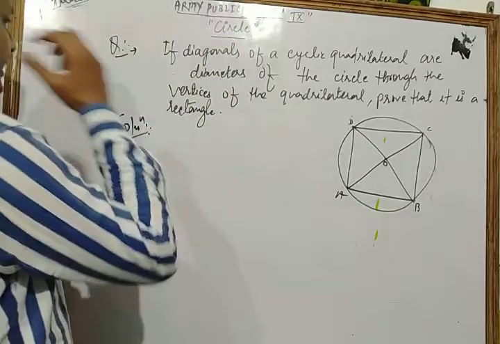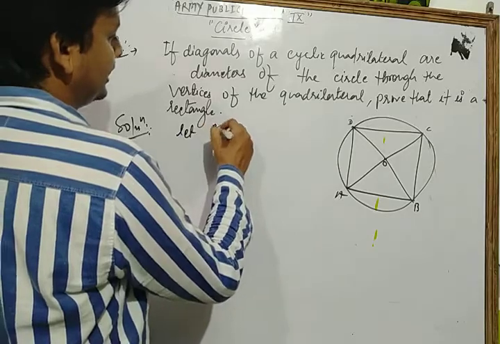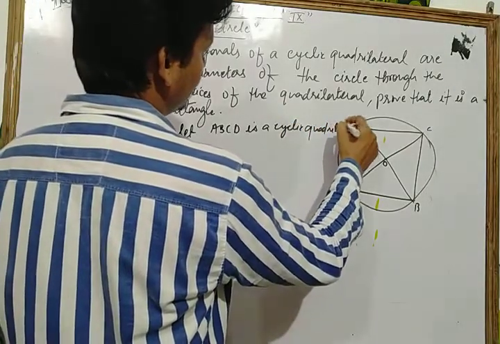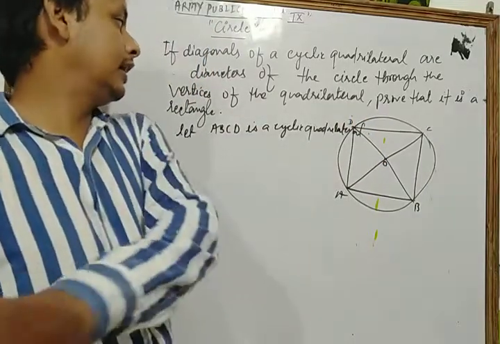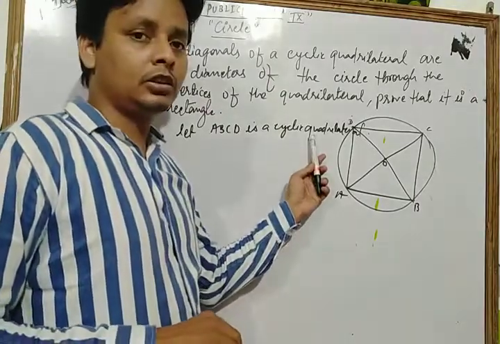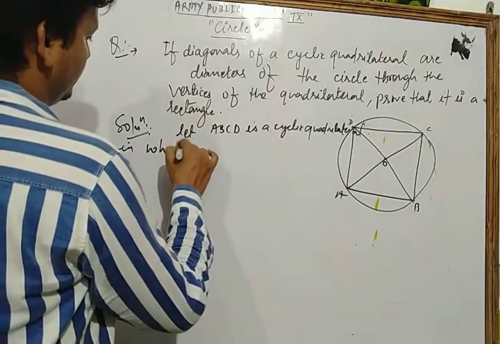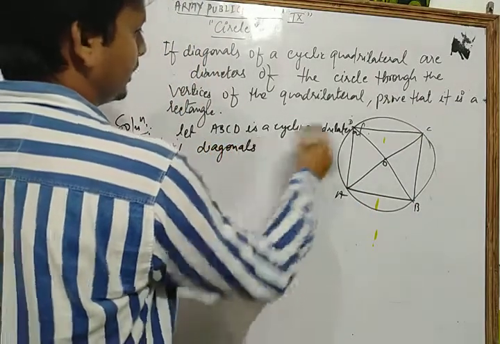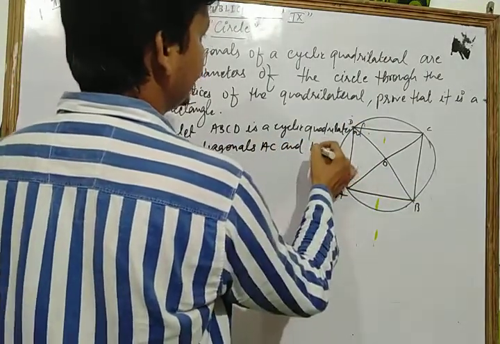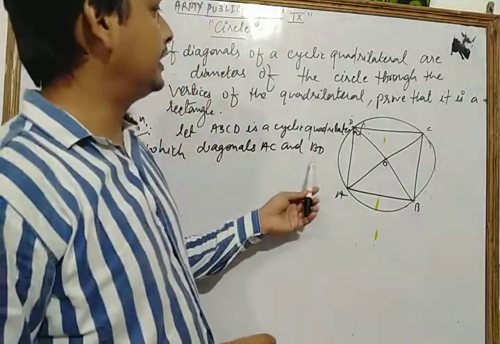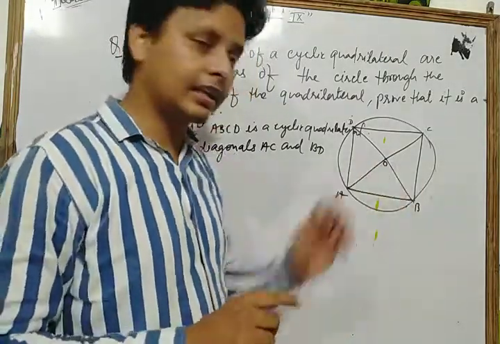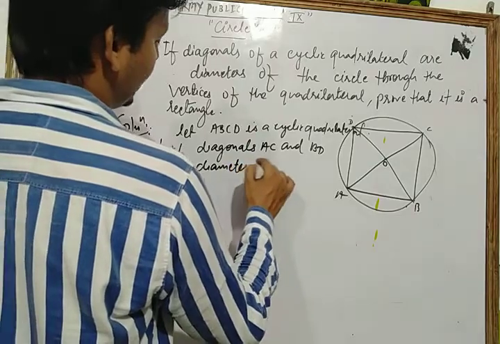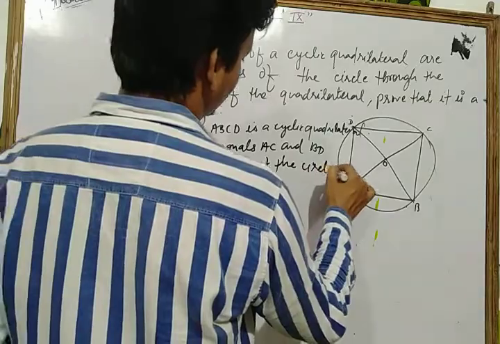Dear students, in that figure, let us write in this way: ABCD is a cyclic quadrilateral in which its diagonals AC and BD are the diameters of the circle. It is clear, students?